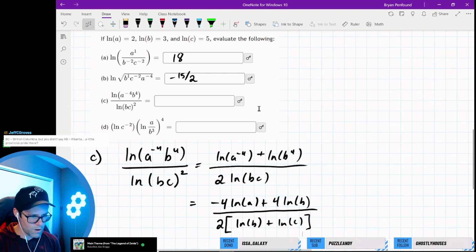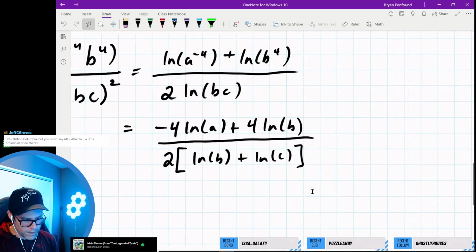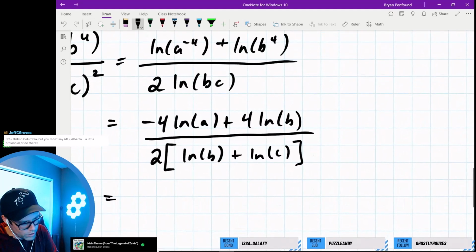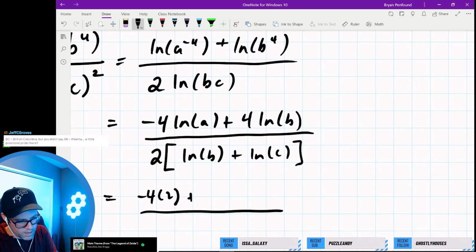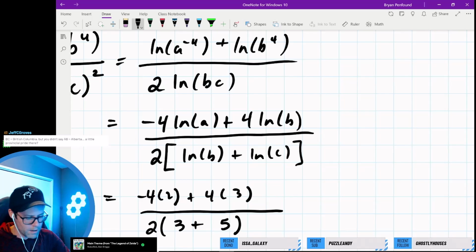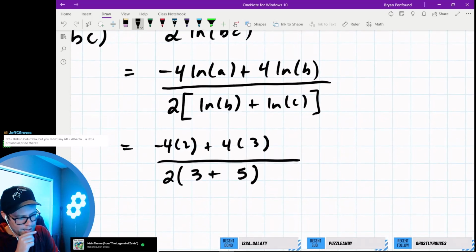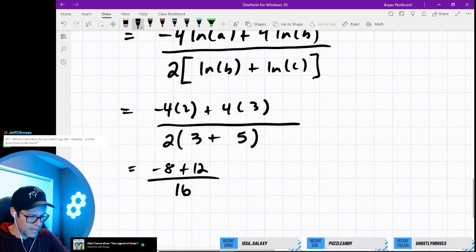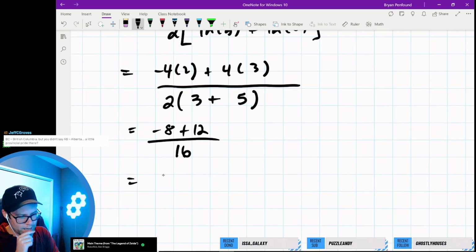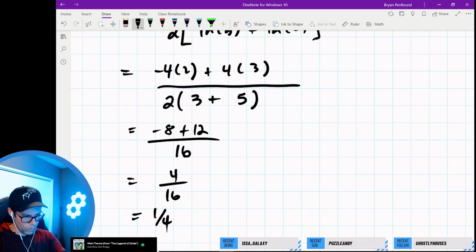So we have 2, 3, 5. Anywhere I see ln A, we can put a 2, so -4 times 2. Anywhere we see a B, we know it's 3. And ln C is 5. So this should be -8 plus 12 over 8 times 2, which is 16. So 12 take 8 is 4, so 4/16 or 1/4.